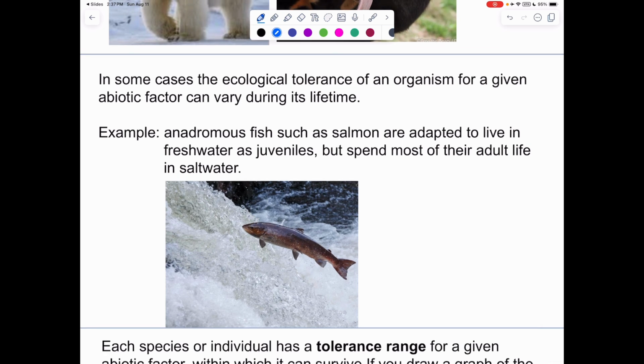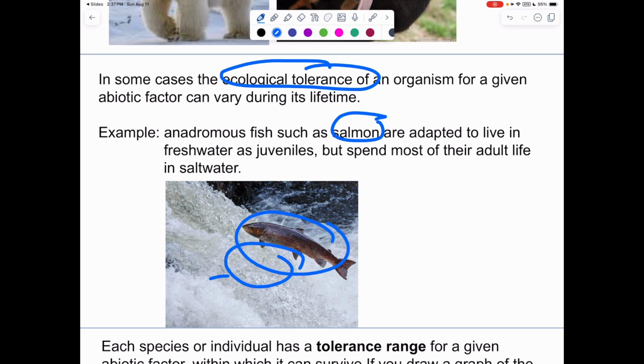We've also noticed that sometimes this ecological tolerance varies throughout the lifetime. An example here is salmon. Salmon are very adapted to living in fresh water. They do a lot of growing and hunting in this fresh water. But as they get older and turn into adults, they're going to move into salt water. So their tolerance for salinity is quite low when they're juveniles in fresh water, but it's quite high when they're adults. And the adult needs that salinity. So when they don't have it anymore, it becomes an issue.